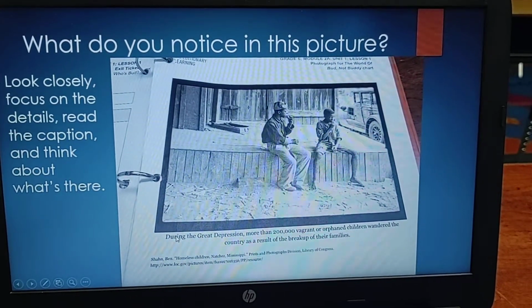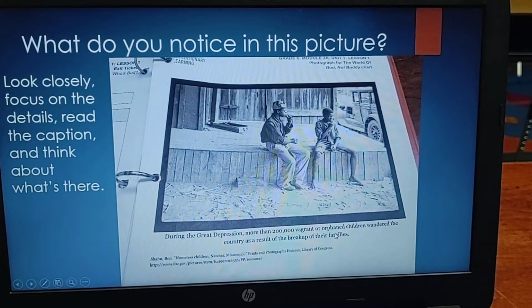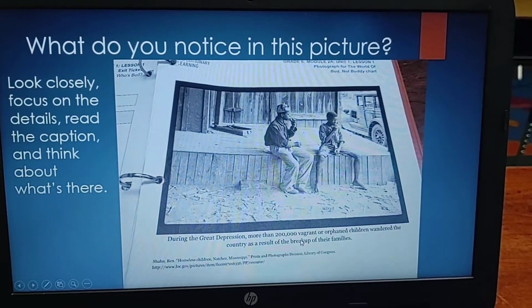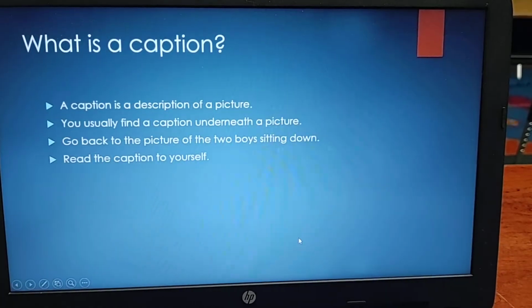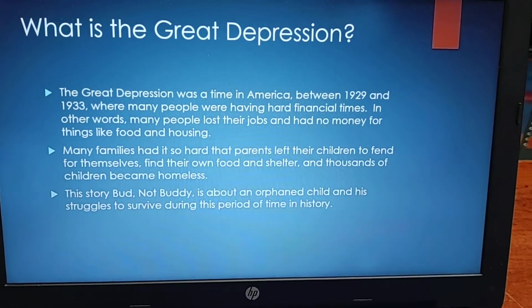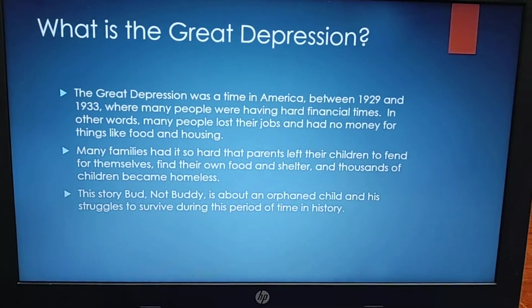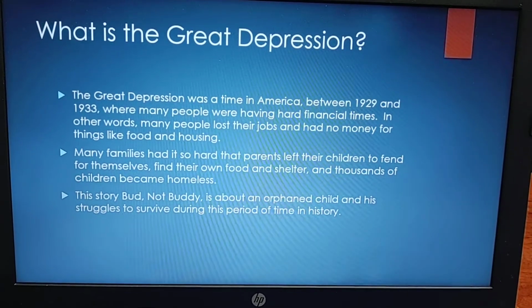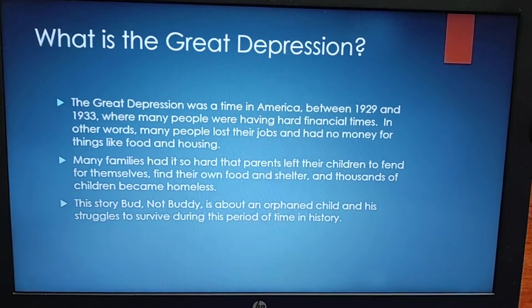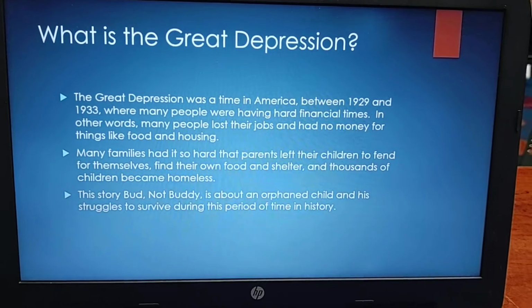So the caption reads, during the Great Depression, more than 200,000 vagrant or orphan children wandered the country as a result of the breakup of their families. It was a sad time in America. The Great Depression was a time between 1929 and 1933 where many people were having hard financial times. In other words, many people lost their jobs. Many people had no money for things like food, housing, all the basic necessities of life.